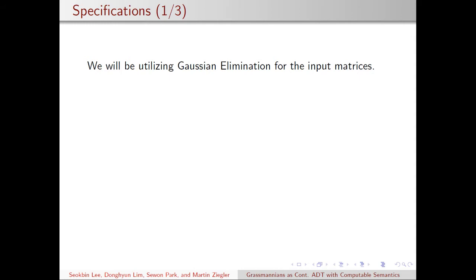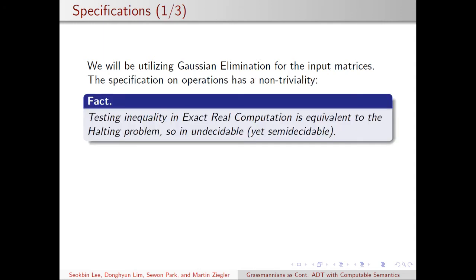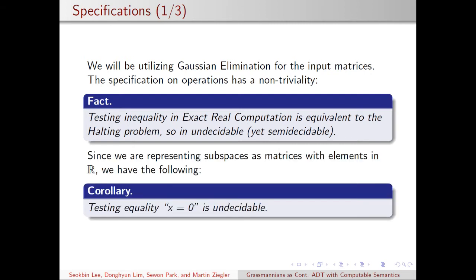Okay, so how are we going to implement these operations with these Grassmannians? Earlier we said we were using matrices, and we will be utilizing Gaussian elimination for the computation of these operations. But this comes with a hitch, namely that we can't test for equality in exact real computation, because it will be equivalent to the halting problem. In more formal terms, testing equality is semi-decidable. Explicitly testing such equalities will not halt, and is therefore considered to be impossible in our paradigm. More specifically, comparing an unknown variable to the constant 0 will be undecidable, since if we could do that, we could also solve the halting problem, which we cannot.